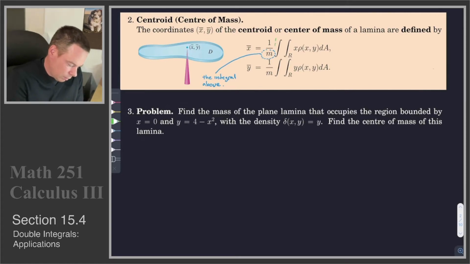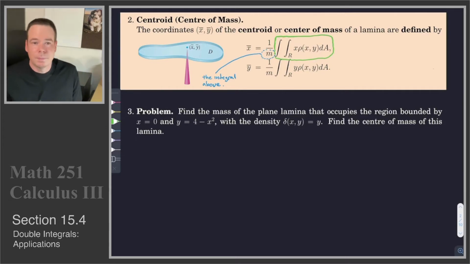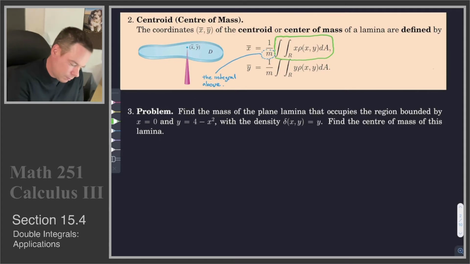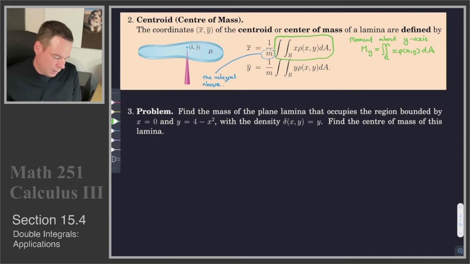Now also in this formula is the integral of x times the density function. This has a name. This is known as the moment about the y-axis, and we denote it by capital M sub y. So that's the double integral over the region of x rho xy dA.